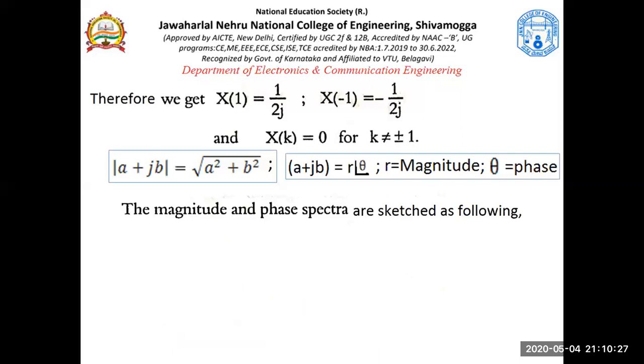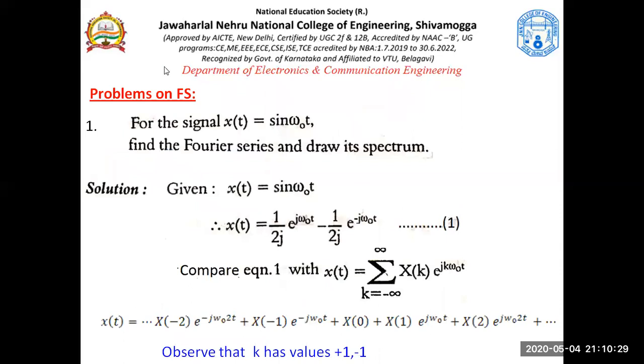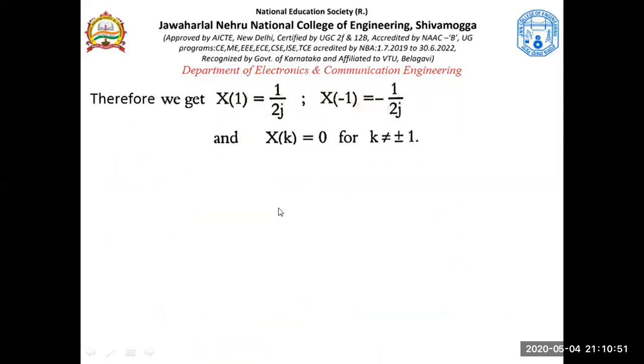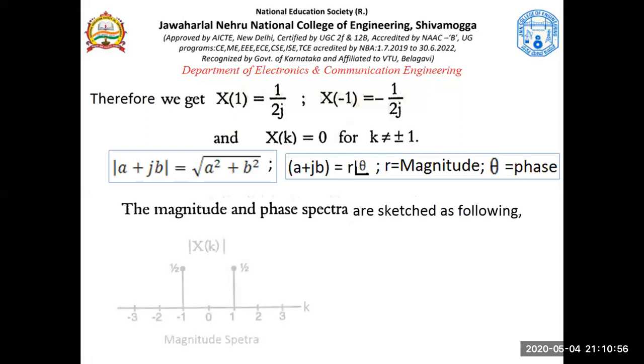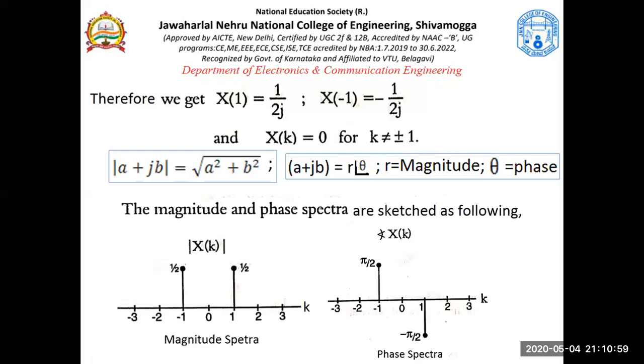Everybody understand what we did here? A sinusoidal signal was given. For that sinusoidal signal, we had to obtain the Fourier series coefficients and draw its spectrum. So express it in terms of complex exponentials, compare with the synthesis equation, identify the coefficients and draw the spectrum, magnitude and phase spectrum. Understand? So let's go on with the second problem.